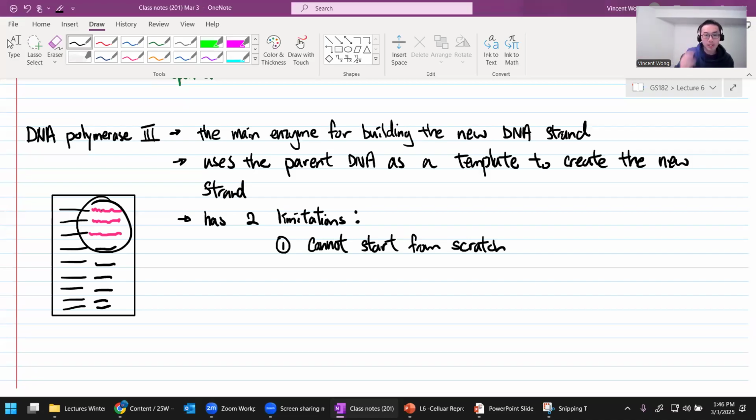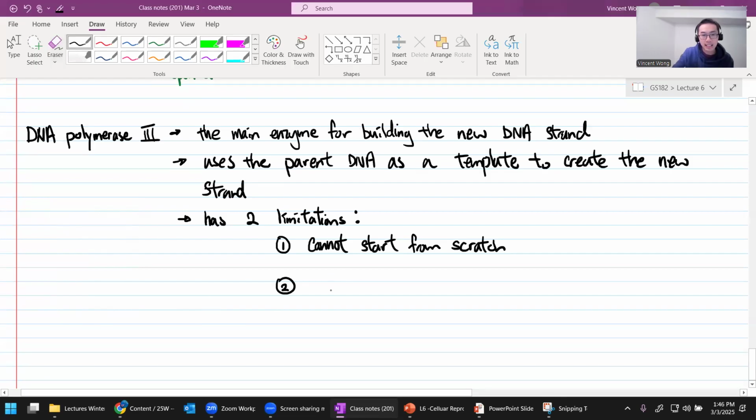And that's what the DNA polymerase 3 is like. It cannot start from scratch. It needs something to initiate the process of DNA replication, and then it can carry on. Right? So I'll tell you what that something is. Number two, the second limitation is that it can only build new DNA in the direction of 5 prime to 3 prime.